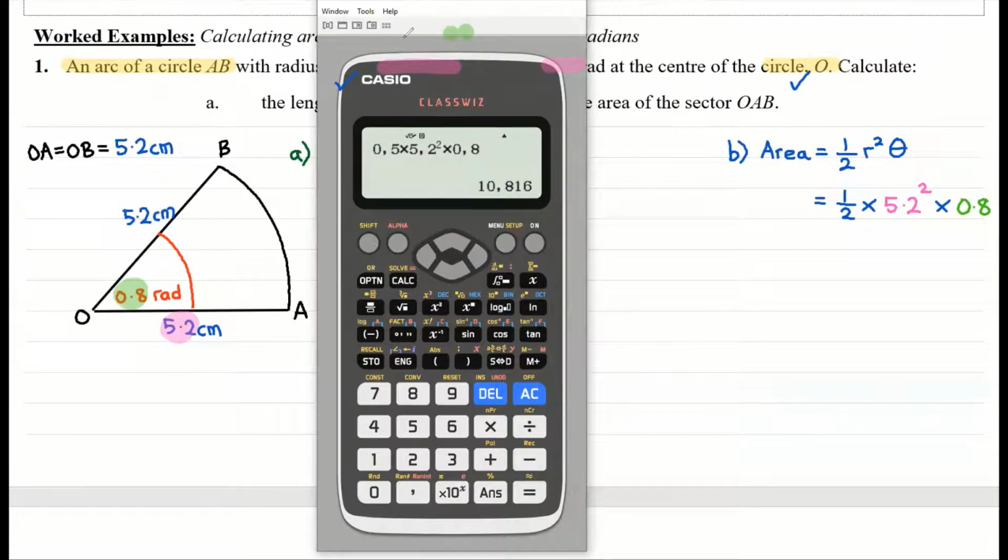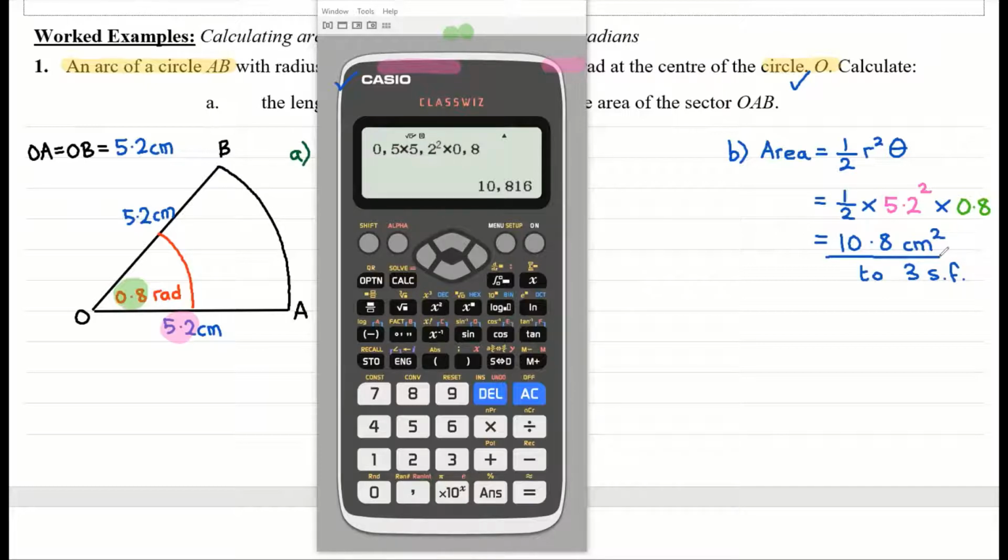This emulator, by the way, uses a comma instead of a decimal point, which can be a bit confusing. So this is going to be 10. Now we'll do it to 3 significant figures. That's going to be 10.8 centimeters squared to 3 significant figures. All right, so I think that's all pretty straightforward.